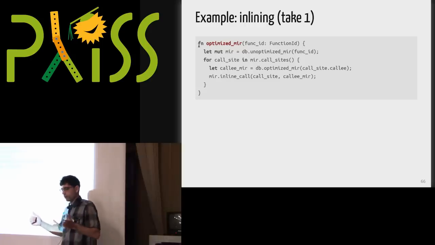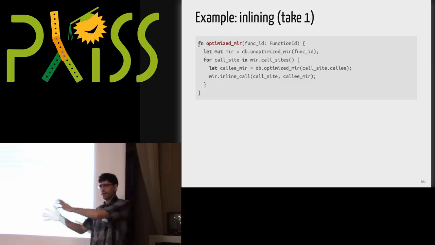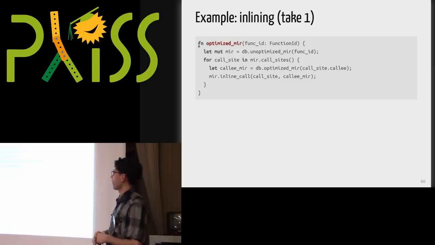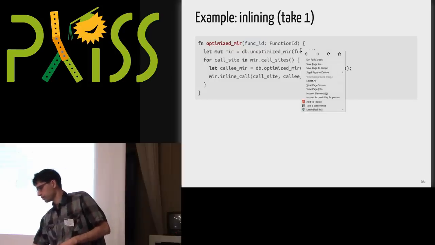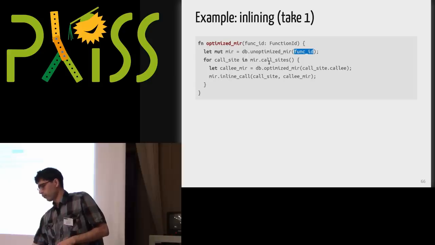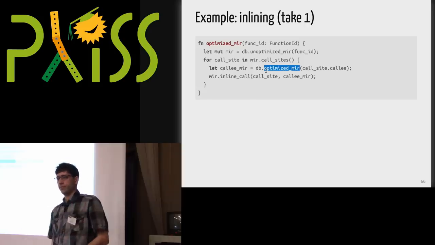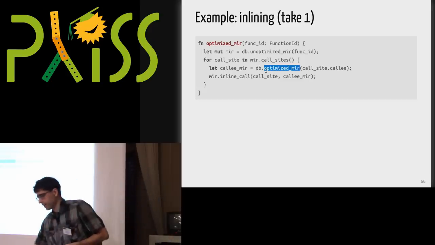One of those optimizations is inlining, taking one function body and putting it into the call site, and it has some code that looks roughly like this. It says, OK, if we're going to compute the optimized form of this function, let's get the unoptimized IR, walk over all the call sites, and get the optimized version of the function we're calling. Because you don't want to inline the unoptimized one in. You'd rather have it already be optimized before you inline it. And then we'll actually do the inlining, right?